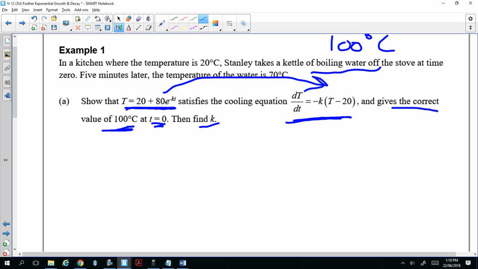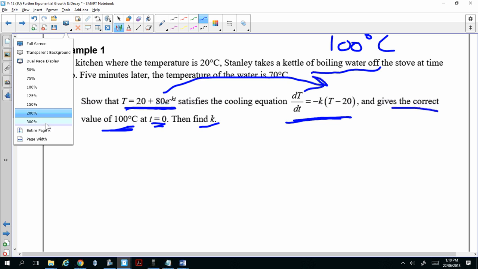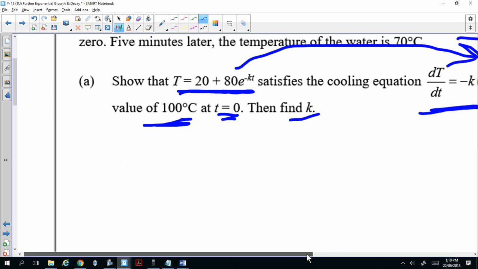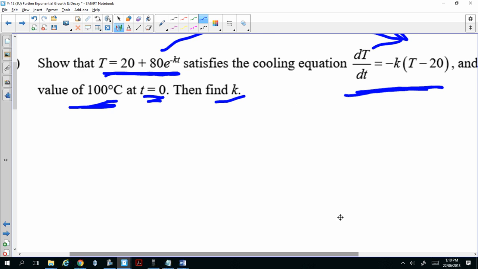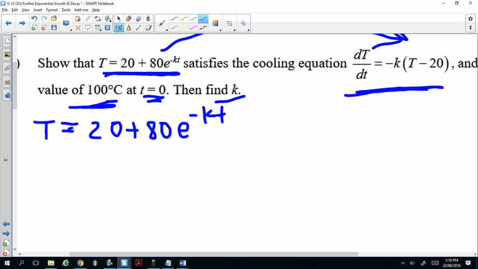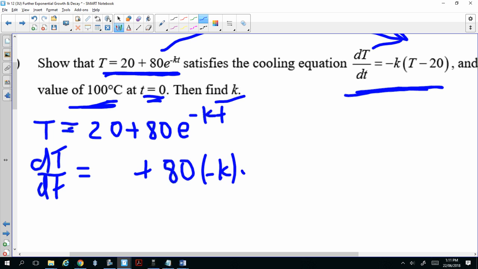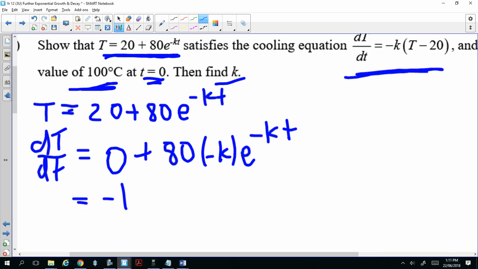So what we do is we first have to show that this thing works, that it satisfies the differential equation. So you start with T equals 20 plus 80 e to the power negative kt. That's your first step. Just write down the formula. Once you write down the formula, differentiate it. dT/dt. Okay. The derivative of 20 is 0. The derivative of the second term is just 80 times negative k e to the power negative kt. Notice the first term becomes 0. And then you pull the negative k out. Just write negative k bracket 80 e to the power of negative kt.